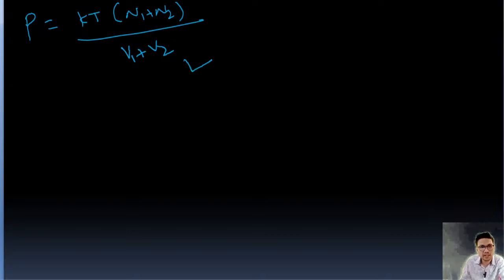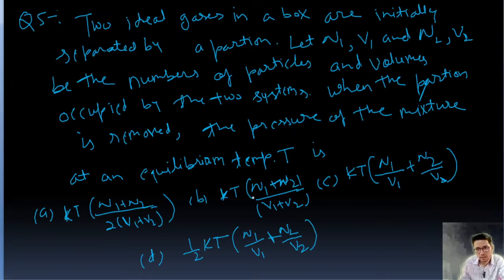So which option is matching, guys? Let me check. KT into (N1 plus N2) upon (V1 plus V2). So option B is matching, guys. Option B is the correct option.